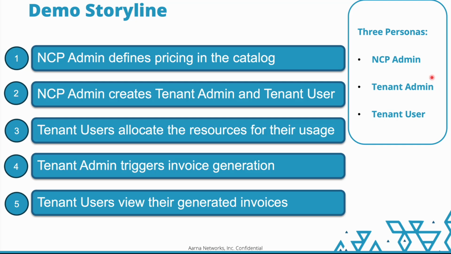So it will all start with NCP admin as part of step number one, defining the pricing in the catalog. So there would be various flavors that the end user might subscribe to, and there would be pricing associated with it. So NCP admin would state the pricing as step number one. And then thereon is step number two, NCP admin is going to create tenant admin and tenant users. And after that, as part of step number three, the tenant users actually allocate the resources for their usage, and the pricing has already been defined as part of step number one.